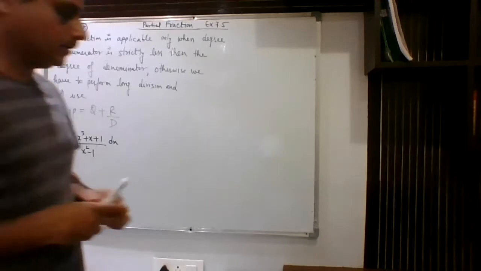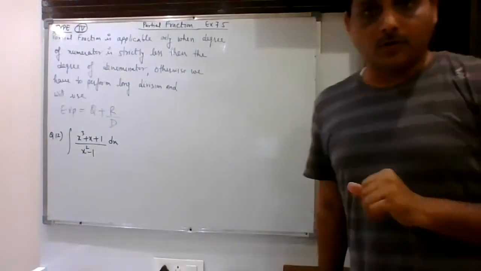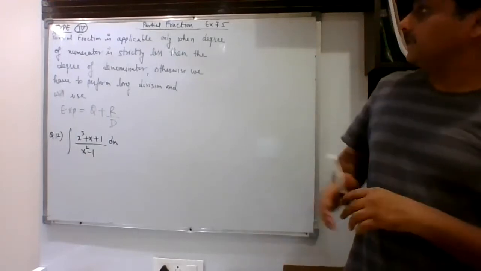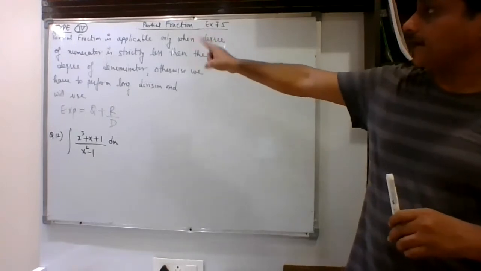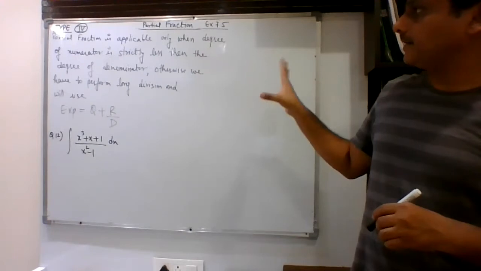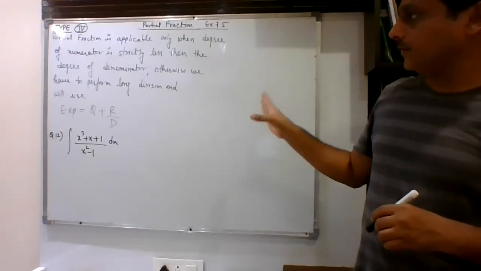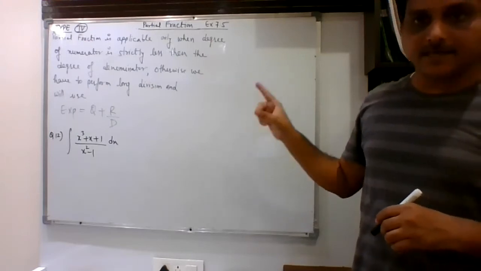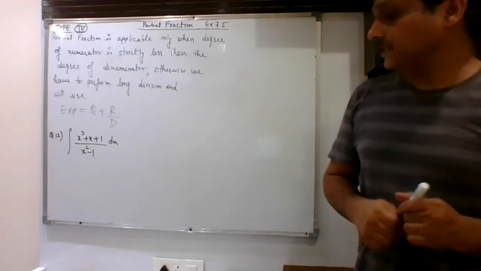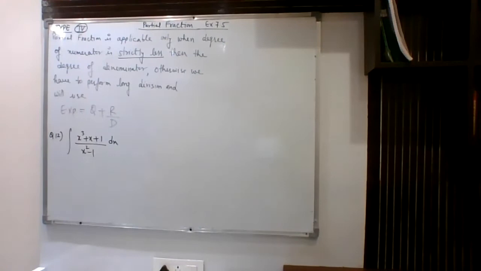So, in type 4, we will have polynomial divided by polynomial. But here, you should understand this important point that partial fraction is applicable only when the degree of numerator is strictly less than the degree of denominator. Otherwise, we have to perform long division and we will utilize the expression: dividend upon divisor is equal to quotient plus remainder upon divisor. So this is very important that the degree of numerator should be strictly less than the degree of denominator.